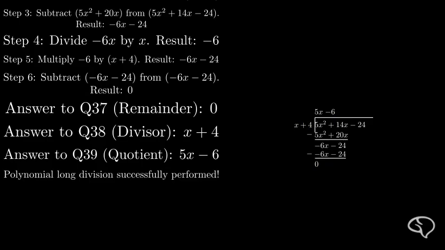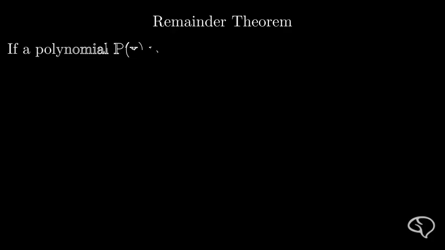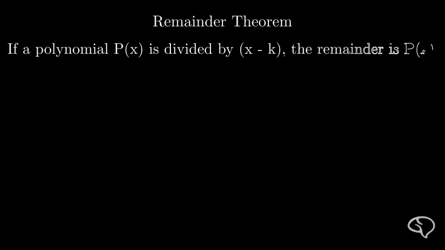We have now successfully performed polynomial long division. Let's explore two powerful theorems that simplify polynomial division, the remainder theorem and the factor theorem. The remainder theorem states that if a polynomial p of x is divided by a linear factor x minus k, the remainder is equal to p of k. In other words, to find the remainder, you just plug the value k into the polynomial.